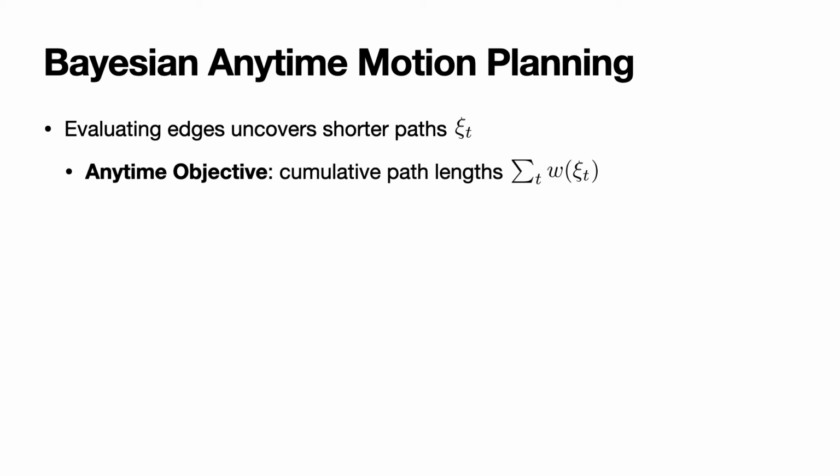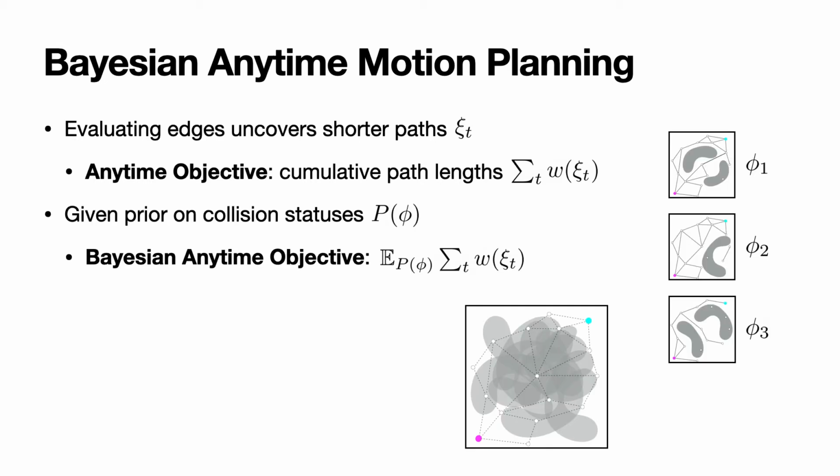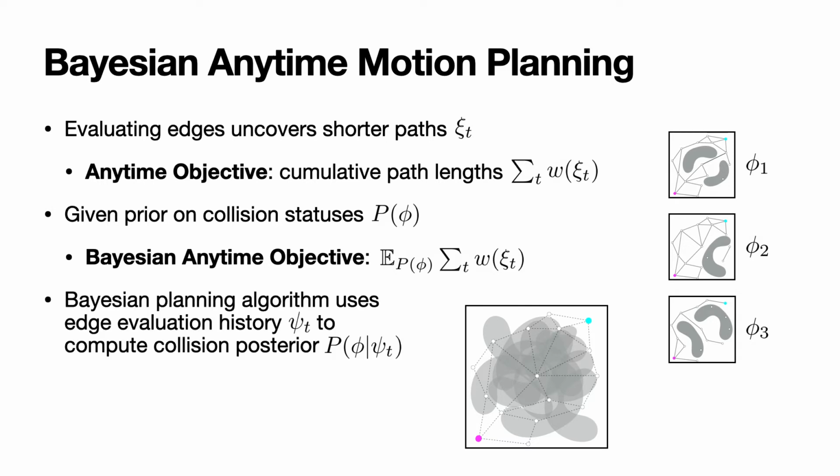In the Bayesian anytime setting, an algorithm has a little more information. It knows the distribution over the binary edge collision statuses, where phi is a world vector that bundles all the edge statuses together. On the right, you can see some instantiations of the world and the resulting prior. The Bayesian objective is the expectation of the anytime objective over this distribution of worlds. A Bayesian planning algorithm can use a history of edge evaluations to compute the probability of collision for the remaining unevaluated edges.